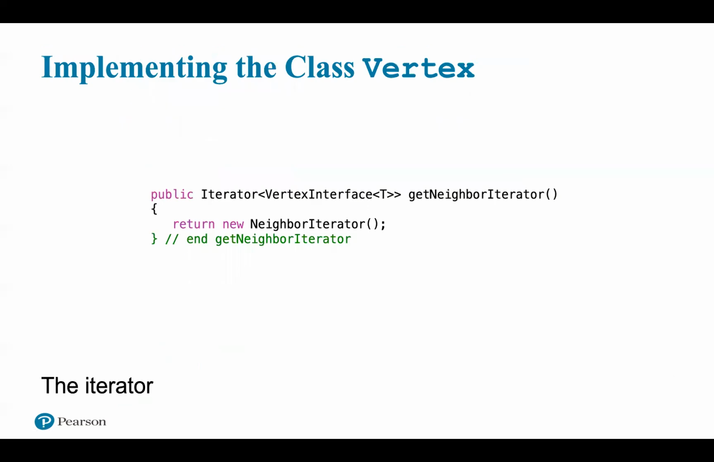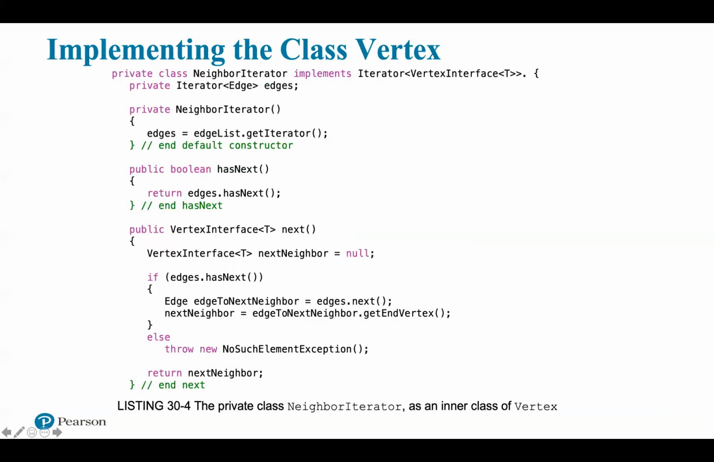For the iterators, the method getNeighborIterator returns an iterator to a vertex's adjacent vertices, that is, its neighbors. We define a private inner class, NeighborIterator, within Vertex that implements Java's interface Iterator. Thus, getNeighborIterator has the following implementation. The class NeighborIterator appears in Listing 30-4, which we're showing here. Its constructor establishes an instance of the iterator defined in LinkedListWithIterator. The method next uses this iterator to traverse the edges in the vertex's adjacency list. Then, using Edge's method get and Vertex's next, it accesses the neighbor vertex and returns it.